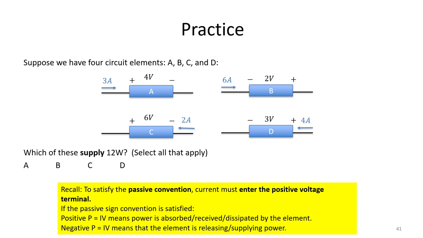All right, let's try some practice. So here we have 4 circuit elements, A, B, C, and D. Our goal is to find which of these supply 12 watts. And so take a moment, pause this recording, and see if you can find the correct answer.